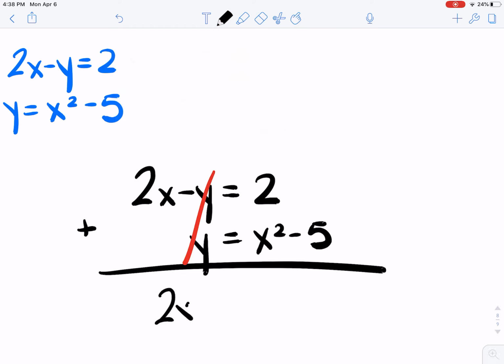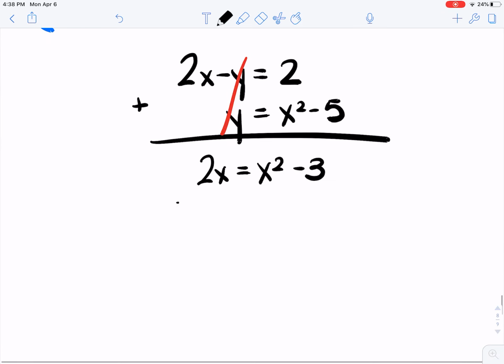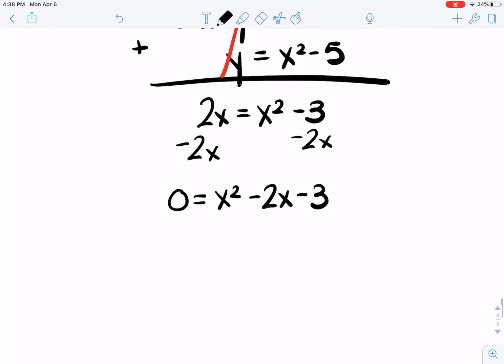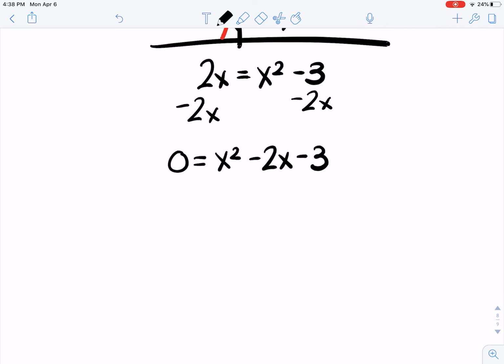So I have 2x equals x squared minus 3. Next, I want the equation to equal 0 and get everybody over onto one side. So I'm going to subtract 2x, x squared minus 2x minus 3. Once again, you can pick any way that you want to go about solving this. I choose to factor.